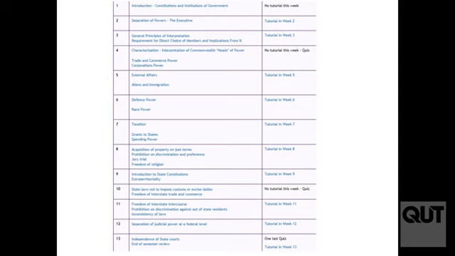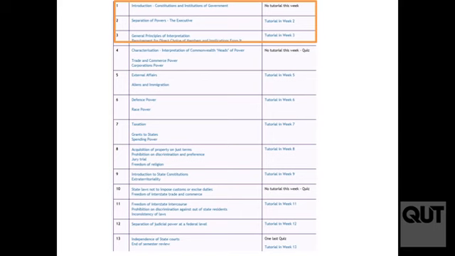So the main task in this unit, the main task of constitutional lawyers, is we need to work out that the government actually has the power to do what it wants to do, that it's not overstepping its constitutional boundaries, because we have rule of law in this country and constitutional supremacy. So, bearing those broad ideas in mind, I just want to talk you through this outline.